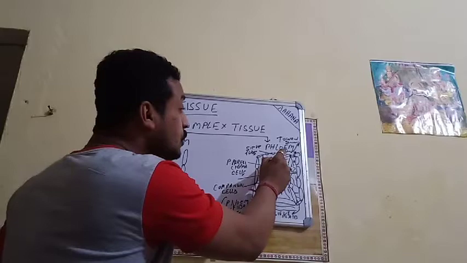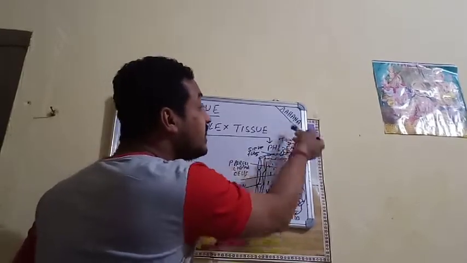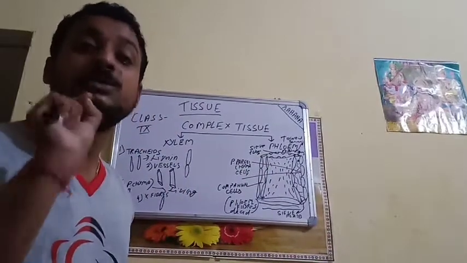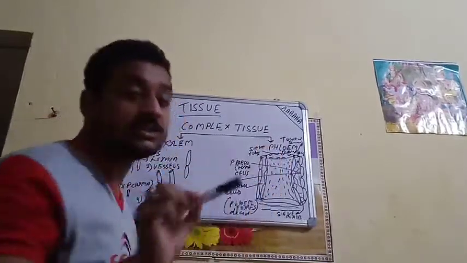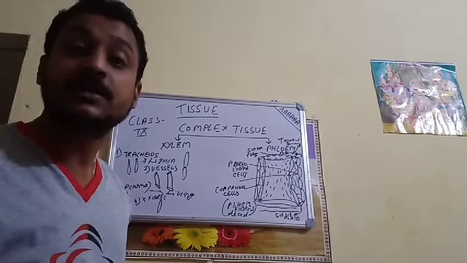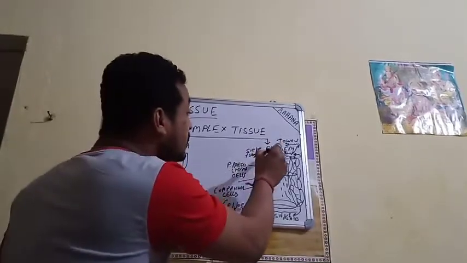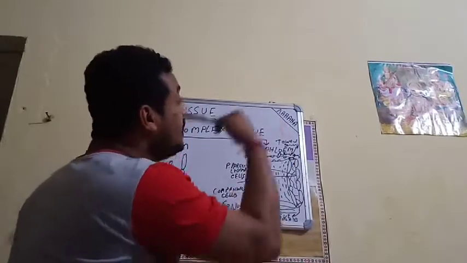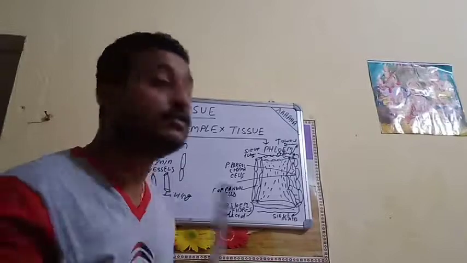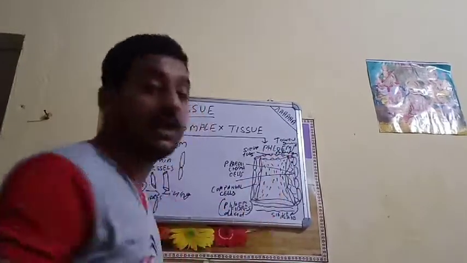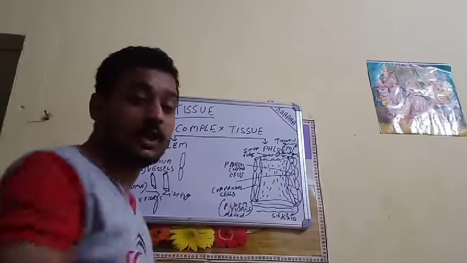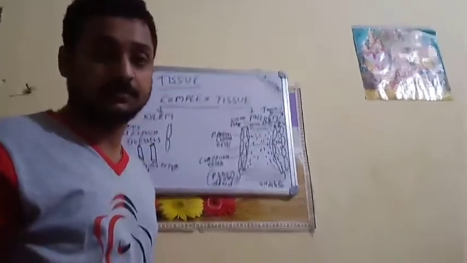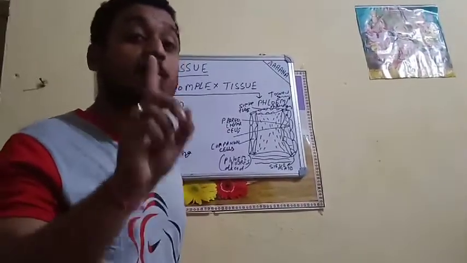Now, these sieve tubes will be in contact with the other sieve tubes through these sieve plates only. The pores in the sieve tubes are known as the sieve plates. The cytoplasm of one sieve tube will be in complete contact with the cytoplasm of the other sieve tubes through these pores only, allowing a good contact with each other so that the food can be transported well.